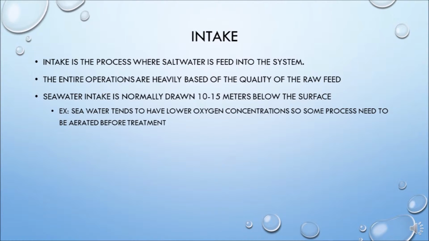The entire operation from this point on is based heavily upon the quality of this raw feed. When water is drawn from some sources, it can contain concentrations of oxygen that may make it unusable. So an extra step is needed to aerate the water before treatment. In general, the best quality seawater for desalination is drawn from 10 to 15 meters below the surface.